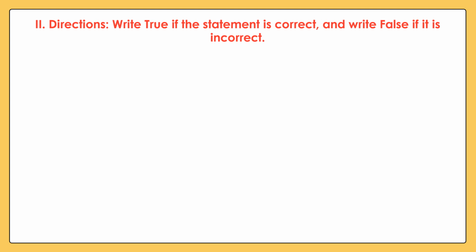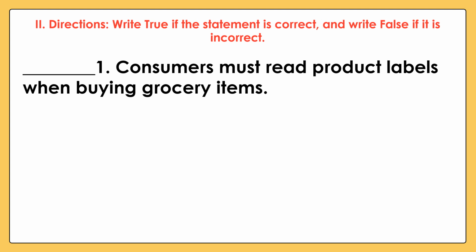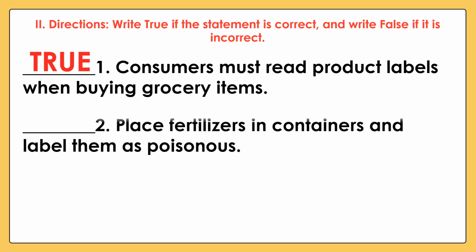Directions: write true if the statement is correct and write false if it is incorrect. Number 1, consumers must read product labels when buying grocery items. The correct answer is true. Number 2, place fertilizers in containers and label them as poisonous. The correct answer is true.